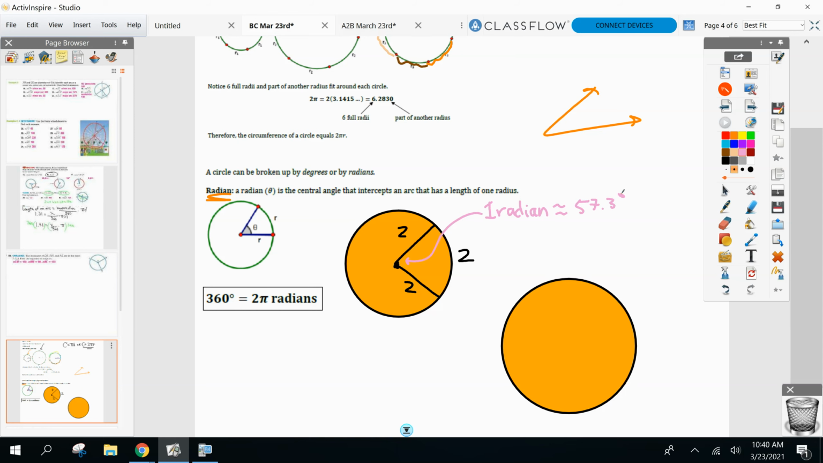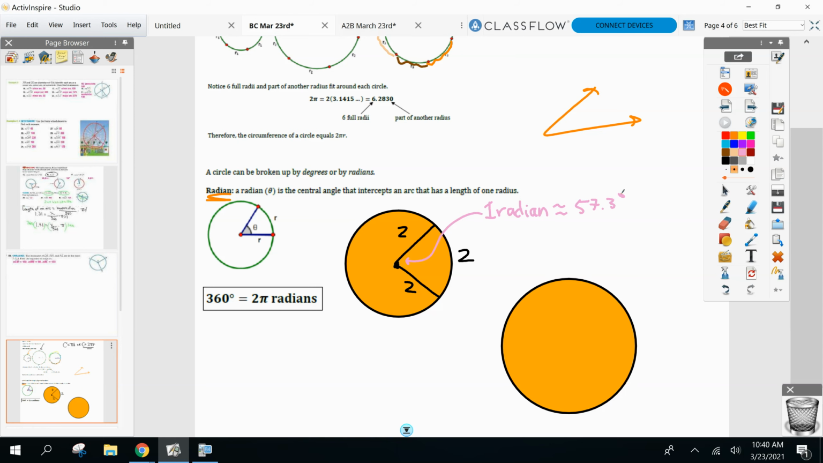Yes, Radhika? Could the angle of the radian change if the... Okay, I'm going to get to that in a second. Yes, I'm going to answer that question in a second. Go ahead. Why can't we just use degrees? What's the difference?